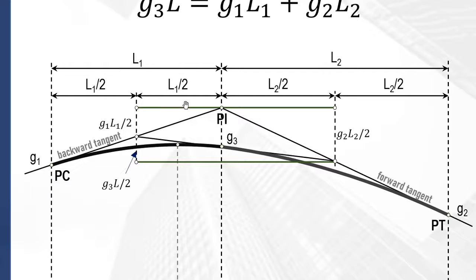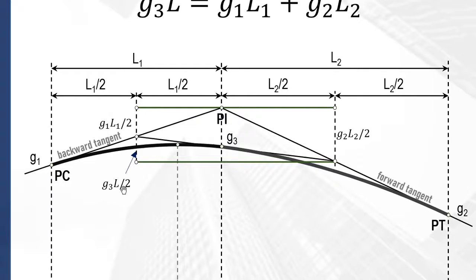Okay? Now, notice that L1 plus L2 is equal to the total length of the curve. Okay? That means this L1 over 2 plus L2 over 2, that is just simply L over 2, or the total length of the curve divided by 2. So that's why we can have here the vertical offset distance from PI of the first curve to the PI of the second curve, that is G3 times L over 2.